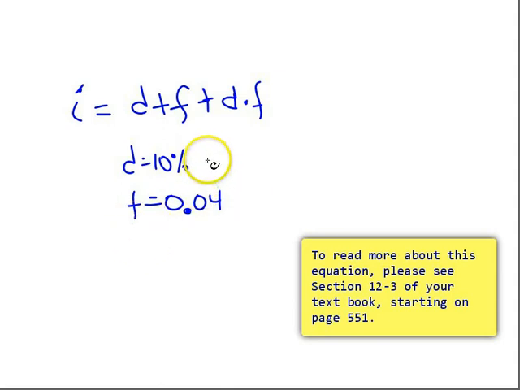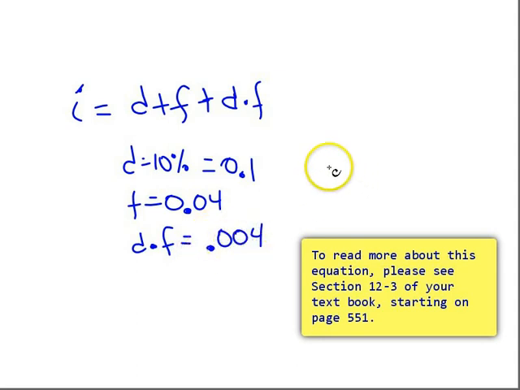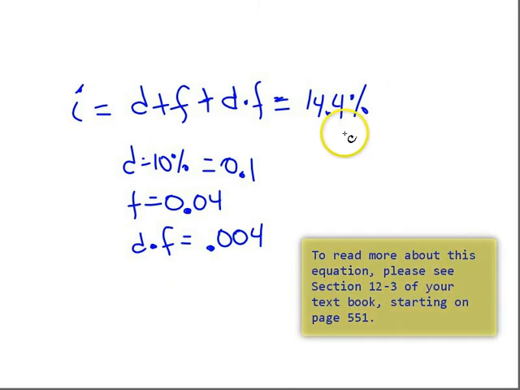And then, of course, D would be 0.1. And therefore, D times F is 0.004. So the minimum attractive rate of return that we need to use is now not 10%, but 14.4%. And as long as we're consistent and we use this as the minimum attractive rate of return, then we will obtain the same present worth for the project.